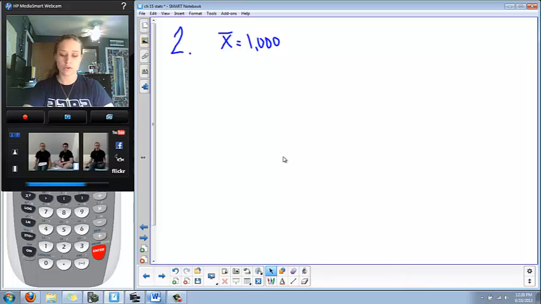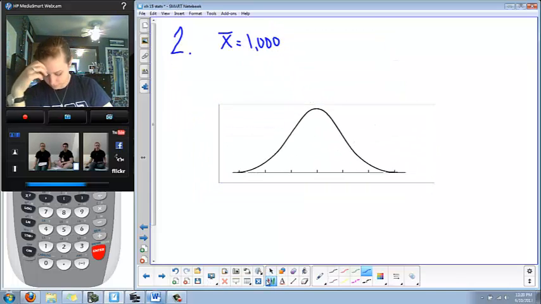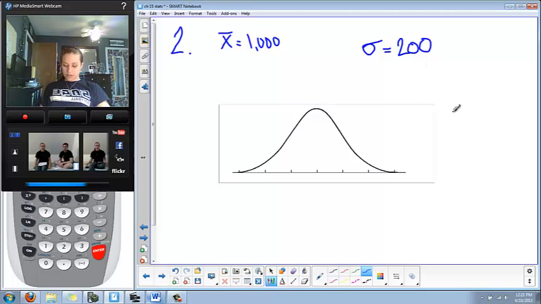As soon as you see normally distributed, draw a normal curve. With a standard deviation of 200 hours. What percent of the light bulbs could be expected to last for 600 or fewer hours?